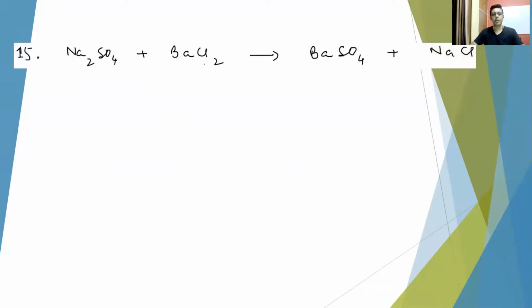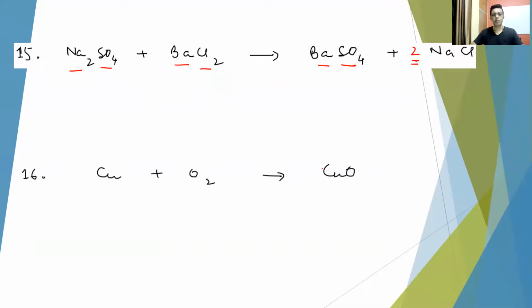Sodium sulfate plus barium chloride gives barium sulfate and sodium chloride. So here barium 1, sulfate 1 is already balanced. Sodium is 2 and chlorine is 2. So if you place 2 here, sodium chloride will be balanced.